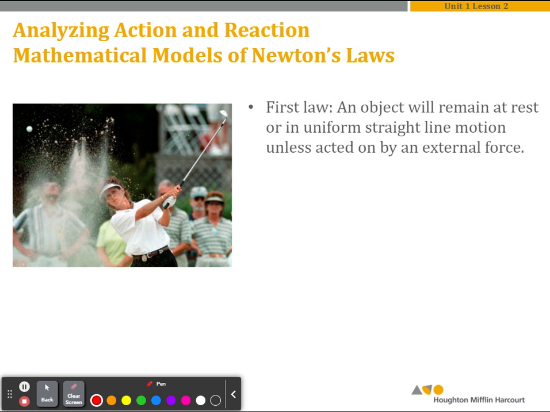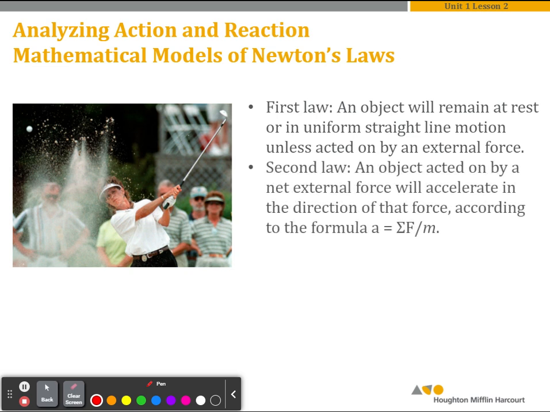Here we see a golfer hitting a ball. Let's see how Newton's three laws of motion apply to this scenario. The first law of motion says an object will remain at rest or in uniform straight line motion unless acted upon by an external force. So the ball was sitting in the sand trap, and we can see a bunch of sand flying, until the golfer hit the ball. The golfer exerted an external force on the ball, and so the ball changed its motion. It went from at rest to in motion.